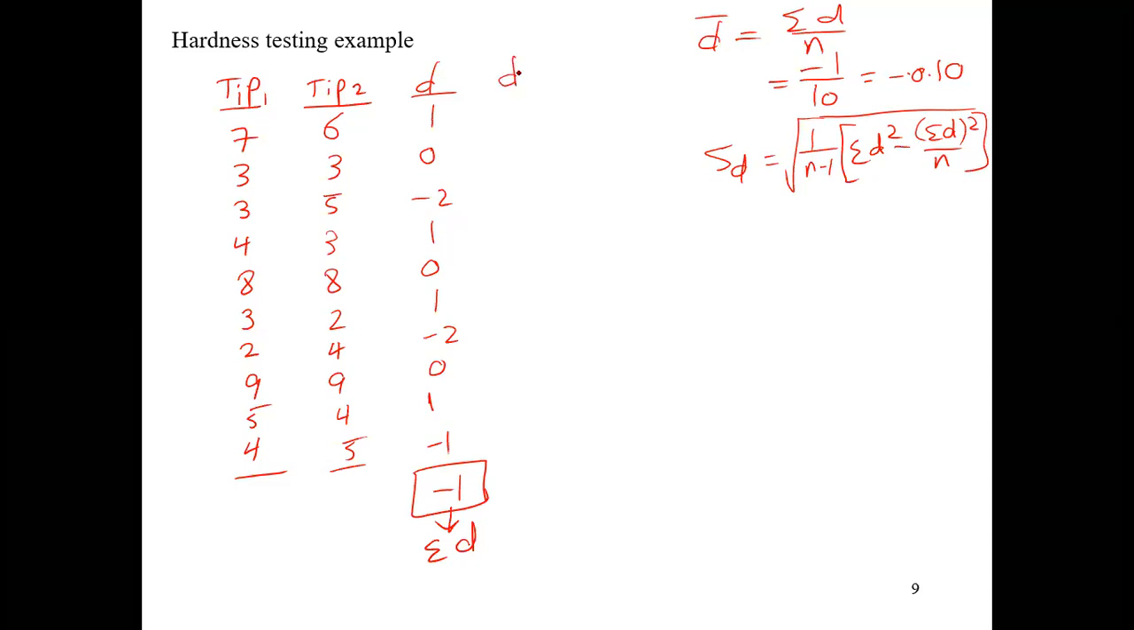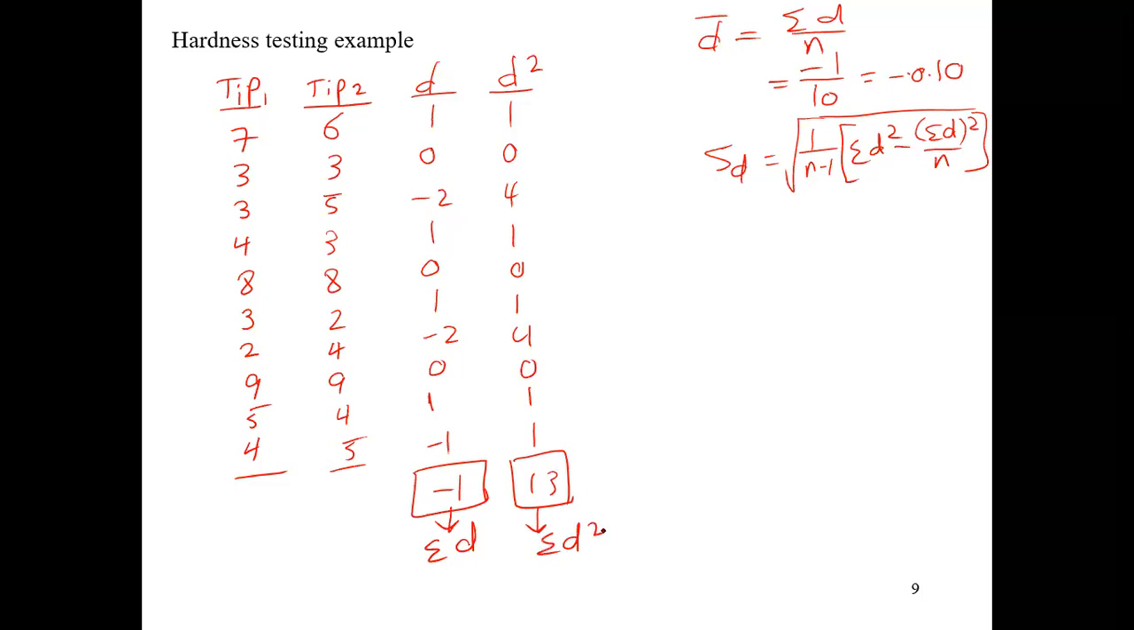So let's square every value of D. 1 times 1 is 1, 0 times 0 is 0, negative 2 times negative 2 is 4. 1, 0, 1, 4, 0, 1, 1. The sum of these columns is 13. This is the sum of D squared.